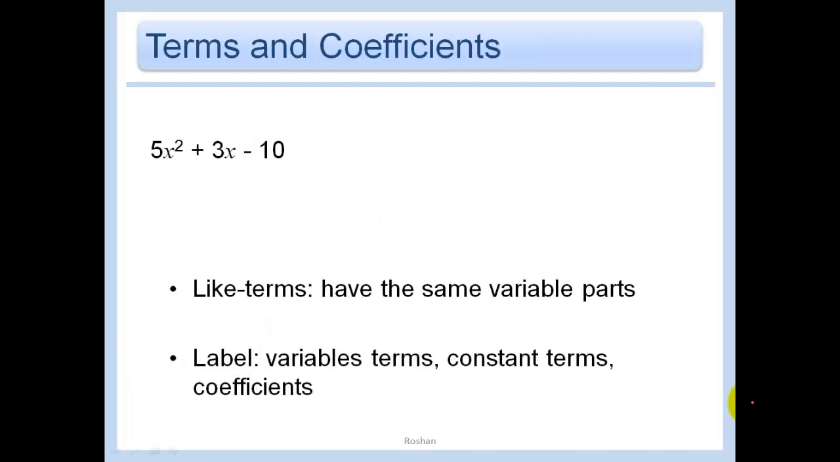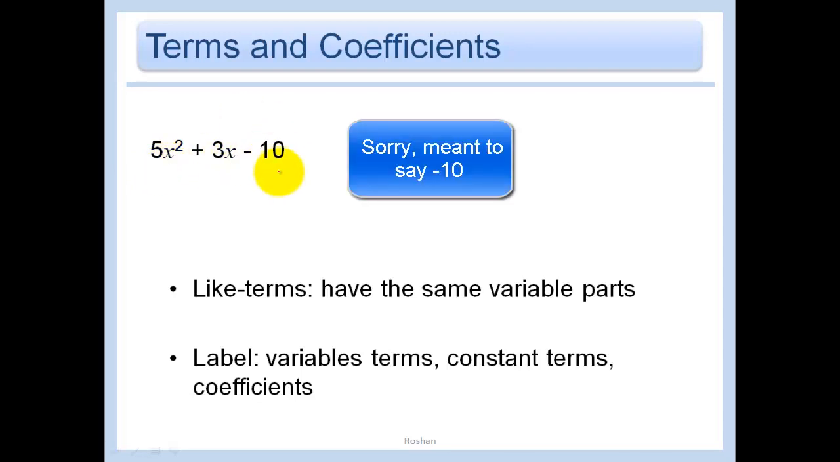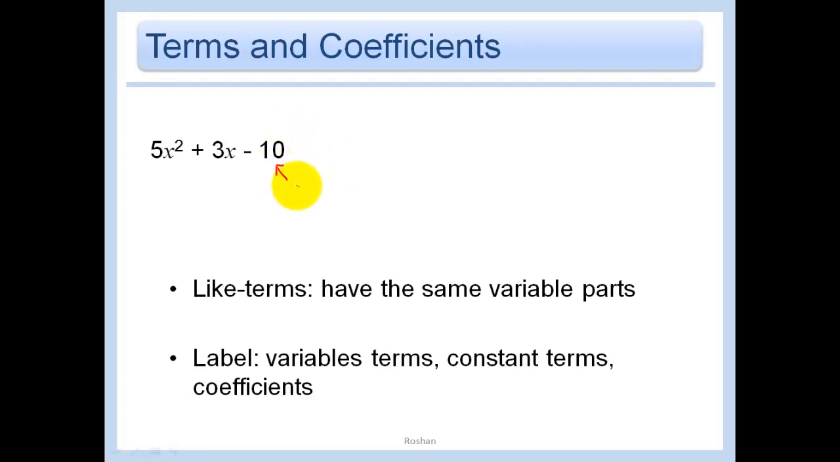Okay, so let's talk about terms and coefficients. Remember, I just told you about terms in the last video that we did. They are separated by those plus signs. So we have terms right here. We have the 5x squared, we have the 3x, and we have the 10. The 10 is called our constant term.